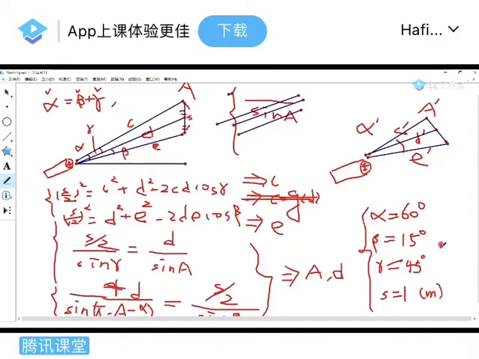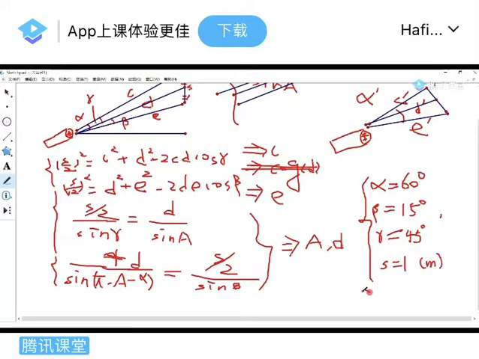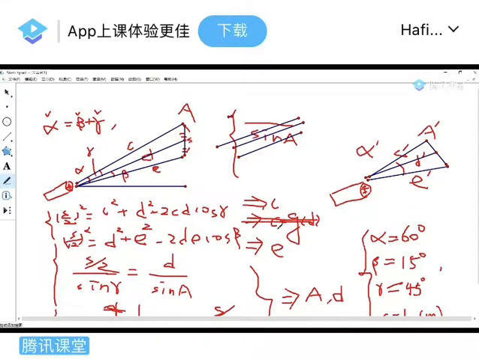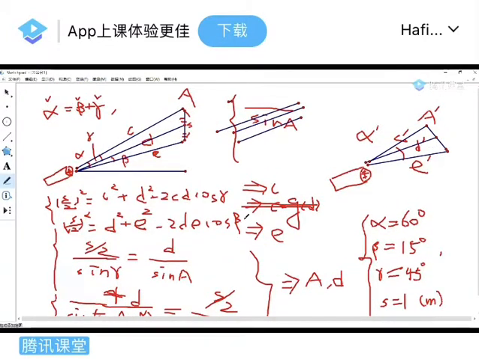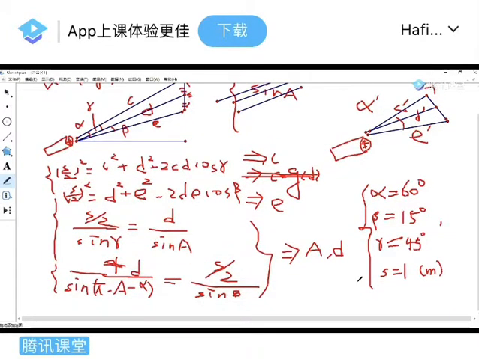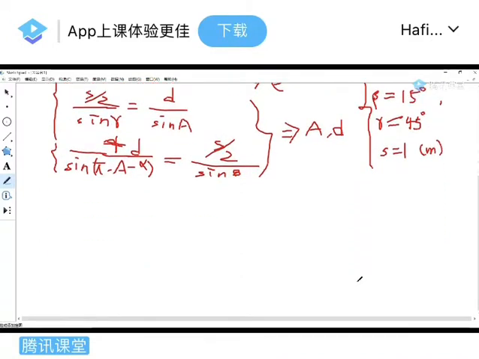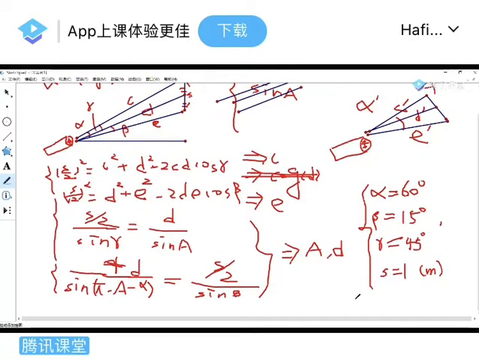Now your job is to find C, D, E. This is very good. It's independent of whether this bar is tilted or not. You can always use this approach to find out C, D, E. So this is very good. This solves the problem once and for all. So find out C, D, E.